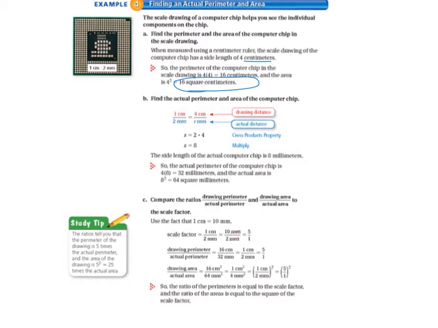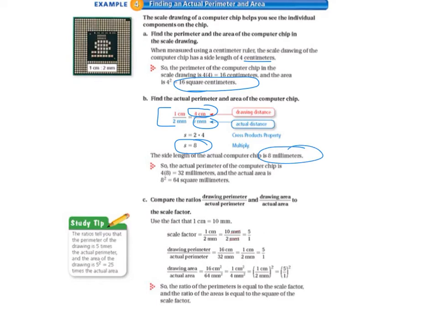Now, for letter B, we're going to find the actual perimeter and the area of the computer chip. So the drawing distance is 4 centimeters, and the actual distance is x millimeters. So we have a scale of 1 centimeter to 2 millimeters. So again, we use our cross products property, and we multiply. So 2 times 4 is 8, so x equals 8. So the side length of the actual computer chip is 8 millimeters.